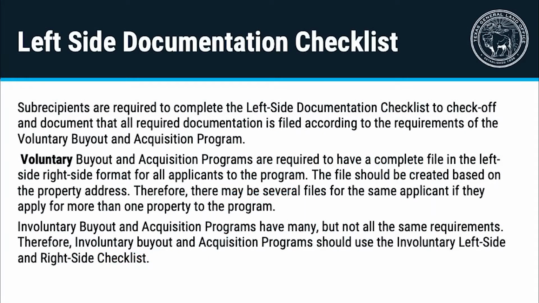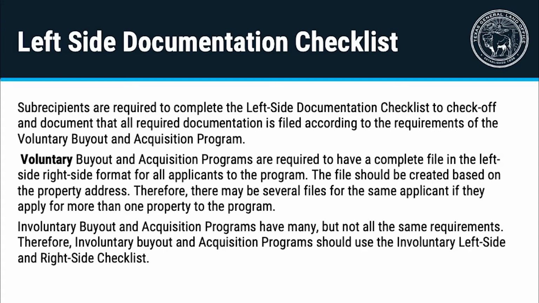Subrecipients are required to complete the left side documentation checklist to check off and document that all required documentation is filed according to the requirements of the Voluntary Buyout and Acquisition Program. Voluntary buyout and acquisition programs are required to have a complete file in the left side, right side format for all applicants to the program. The file should be created based on the property address. Therefore, there may be several files for the same applicant if they apply for more than one property to the program.